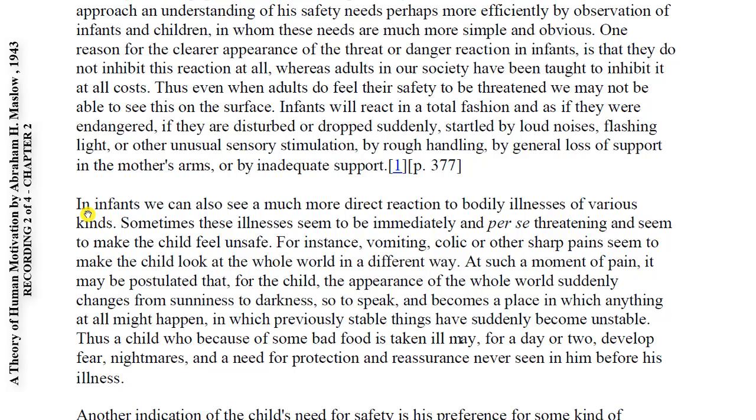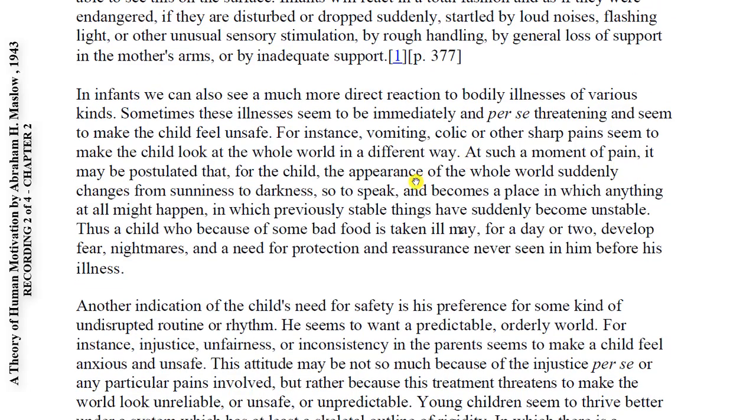End note. In infants, we can also see a much more direct reaction to bodily illnesses of various kinds. Sometimes these illnesses seem to be immediately and per se threatening and seem to make the child feel unsafe. For instance, vomiting, colic, or other sharp pains seem to make the child look at the whole world in a different way. At such a moment of pain, it may be postulated that, for the child, the appearance of the whole world suddenly changes from sunniness to darkness, so to speak, and becomes a place in which anything at all might happen, in which previously stable things have suddenly become unstable.